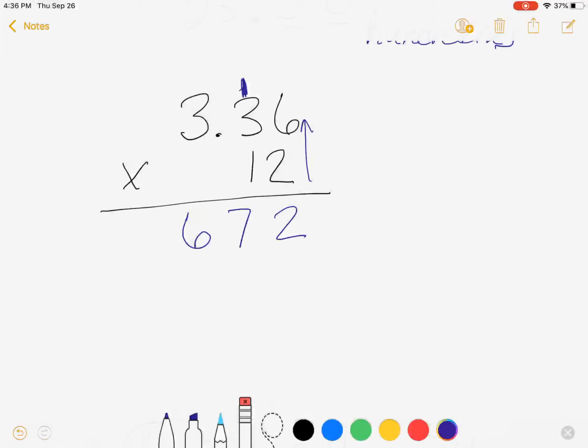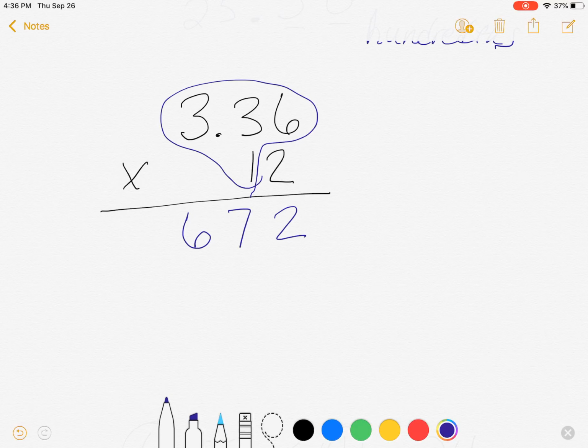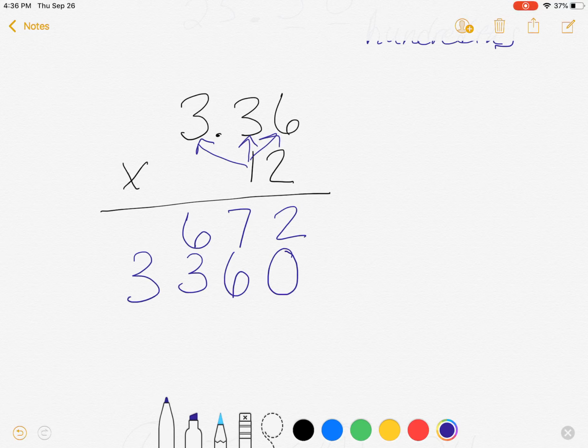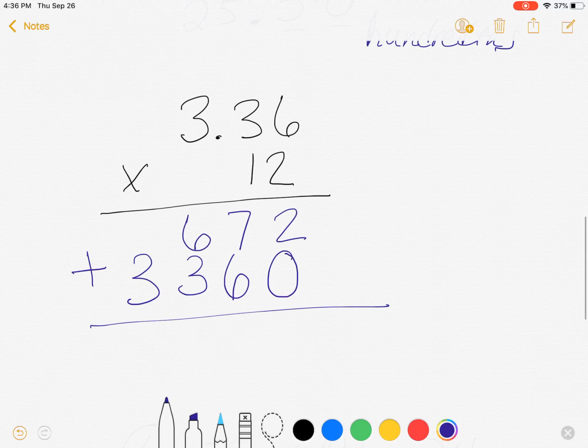Now that we are finished with the ones place, we are multiplying now by 10. So in order to multiply by 10 using the standard algorithm, we've got to drop that 0. So now we can multiply 1 times 6, 1 times 3, and 1 times 3. Now that we have 2 partial products, we can add them together.